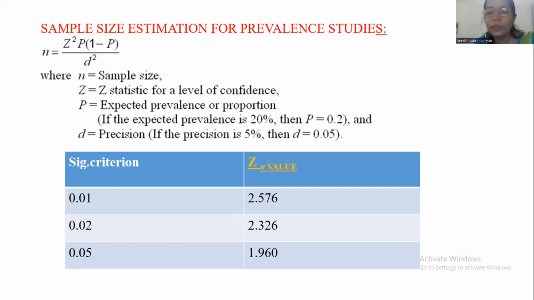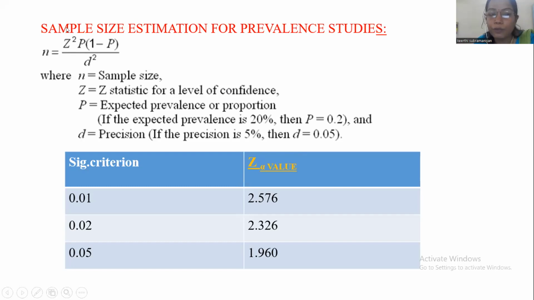Is that clear? The D square is how much error I am allowing in my study to occur. Say, if I calculate the prevalence in my study as 70%, what's the error that would have happened? Plus or minus 5%. This is the maximum error that can be permitted for an observational study. That is what you have to fix here. So 5% is 0.05. So just substitute.